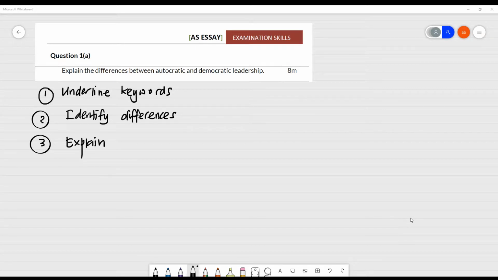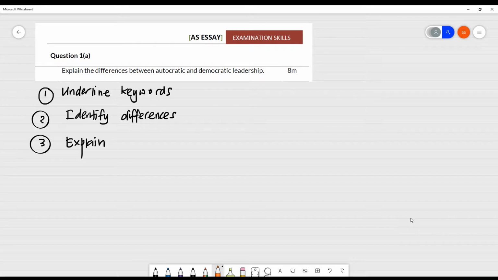Today we're going to look at again how to answer questions, specifically essay questions. And essay questions, as you can see on my screen right now, there is a question. Explain the differences between autocratic and democratic leadership. As usual, we'll look at a few steps. The first step being underline keywords, as you can see on my screen.